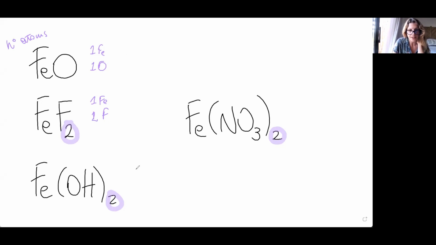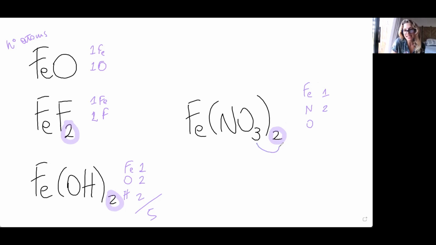Exactly. Here, the bracket multiplies everything, so that means O has 2, H has 2, and Fe has 1. That's it. So that means it'll be 5 altogether. Exactly, altogether 5 atoms. And this is a bit more complicated. We have iron, nitrogen, and oxygen. Iron is still 1 because it has no number attached to it. Nitrogen has 2, and O has 5.